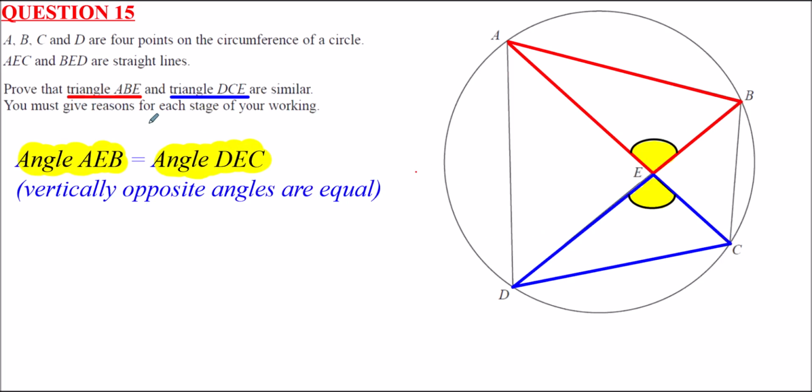And give the reasons, because it does say to give reasons. If you don't give the reasons, you lose marks. So the reason is that vertically opposite angles are equal. So I've shown that one of these angles in each triangle is the same. Next, we need another circle theorem.